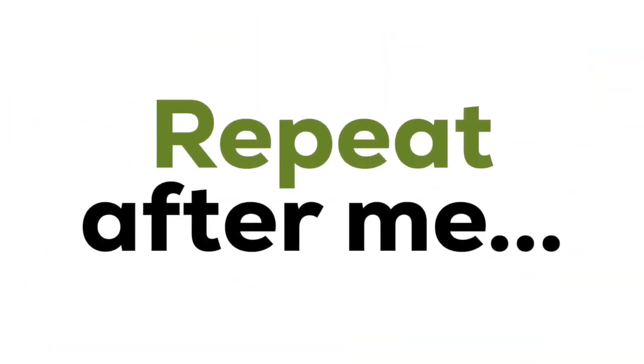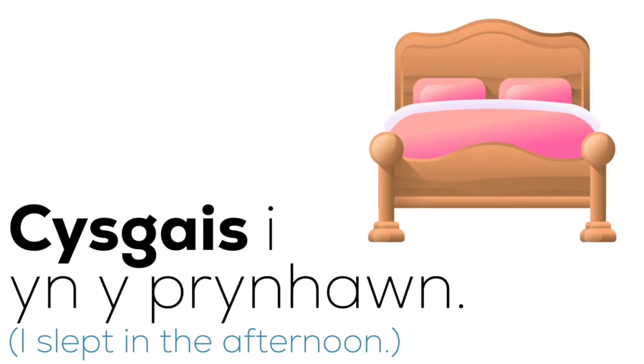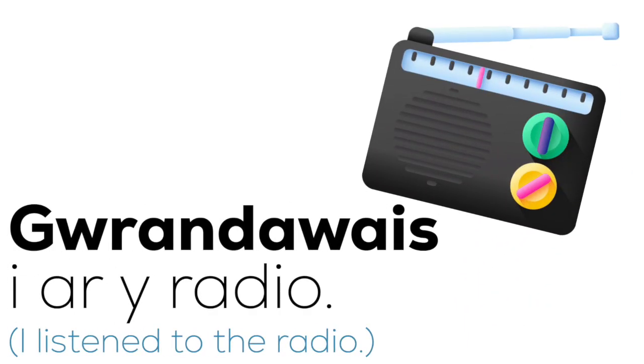Let's practice some examples. Dwedwch ar fy ôl i. Darllenais i lyfr. I read a book. Cysgais i yn y prynhawn. I slept in the afternoon. Gwrandawais i ar y radio. I listened to the radio. Da iawn.